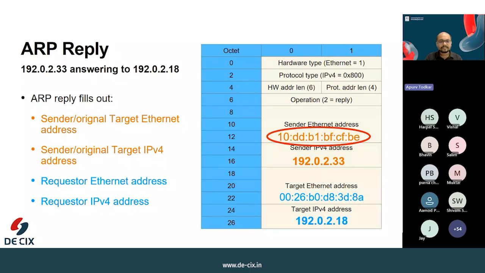So in the reply, the target address fields actually contain the requester's Ethernet and IP version 4 address. So remember, we are sending the packet back, so the values are swapped compared to the request. Okay. So the part highlighted in red, like I said, is the key detail the sender wants to tell the requester. And in the Ethernet address field, we put the MAC address that the requester needs in order to send the IP traffic back to the original host.